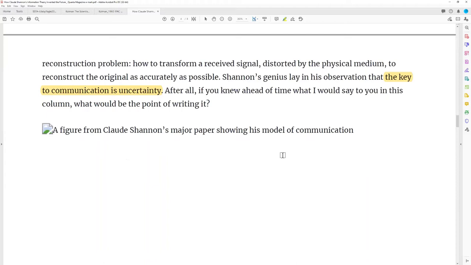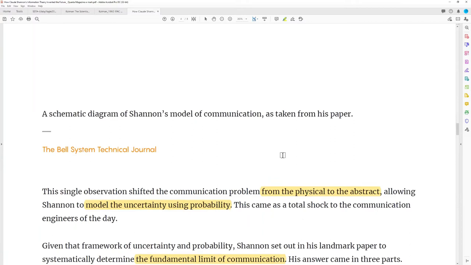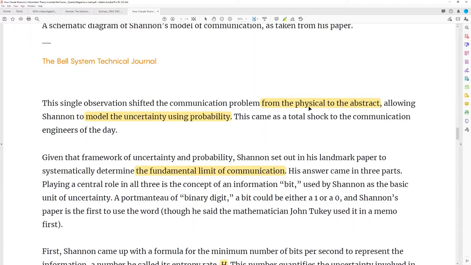So he recognized very early on the problem of communication. Here is a true scientist at work. His observation shifted the communication problem from the physical to the abstract. The writer of this article is also a highly competent scholar. He noticed the greatness of Shannon, and he put it in common words.